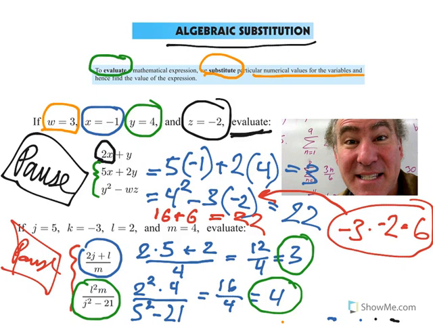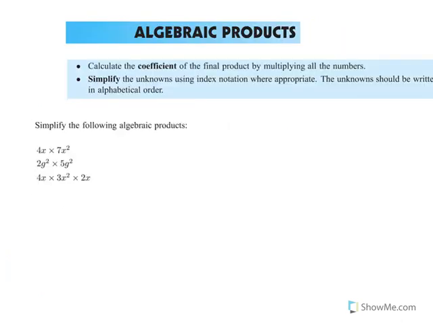Again, all you're doing is substituting the number for the variable. Okay? I like to use another word, or more accurately, a phrase, which is plug and chug. You plug the number in and you chug. You plug the number in and you go through the expression.